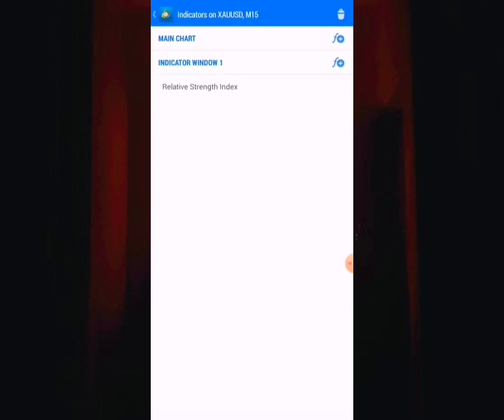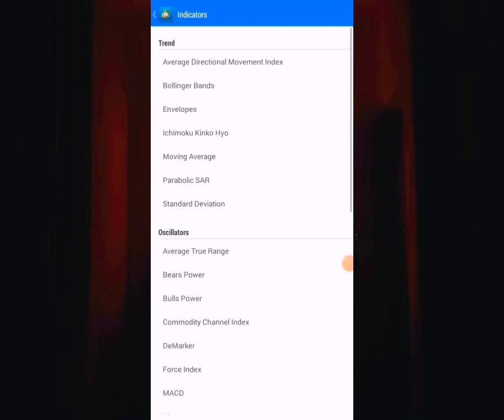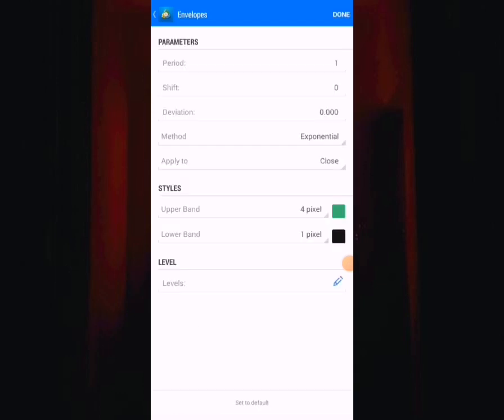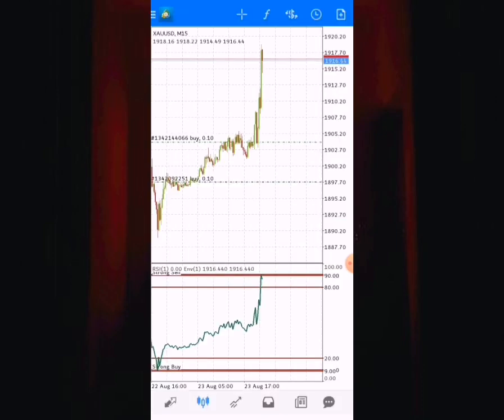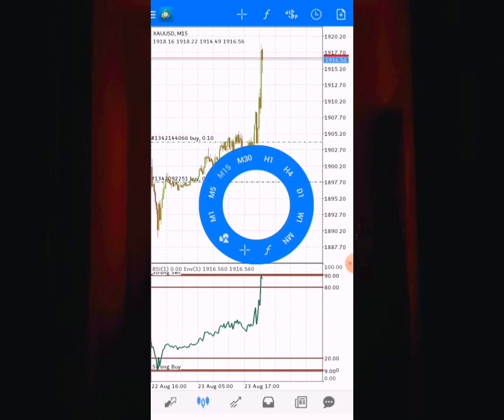That's the next thing. After setting the RSI, go back to the F function again, and this time come to indicator window 1, which means you press there, and then you press envelopes. There is envelopes. Put these settings: period 1, method is exponential, deviation is 0, apply to close, copy as is, and then press done. So you have your RSI.